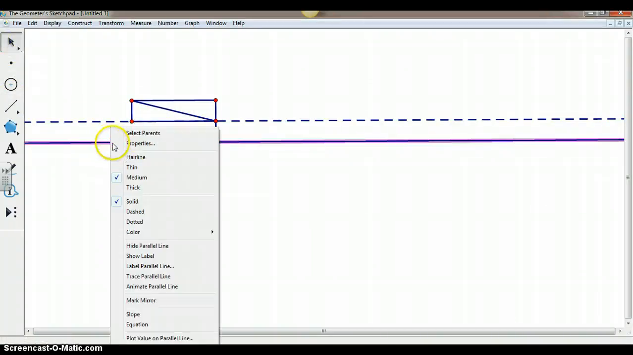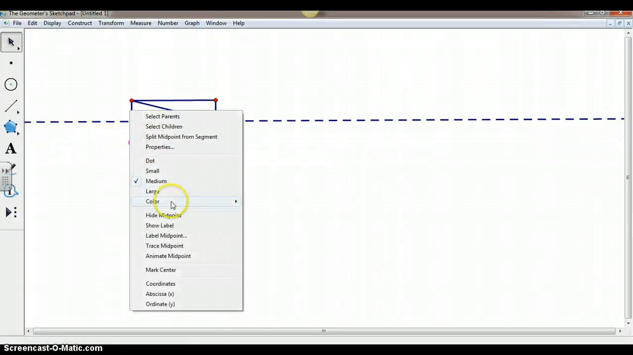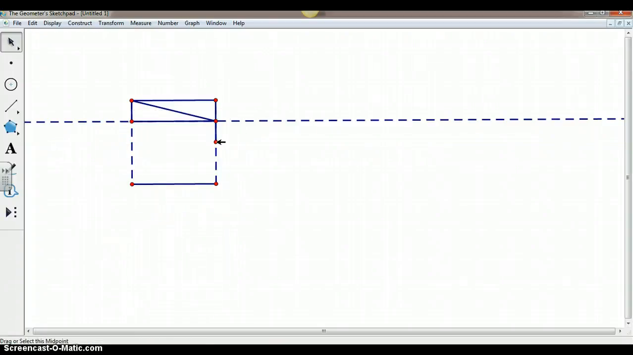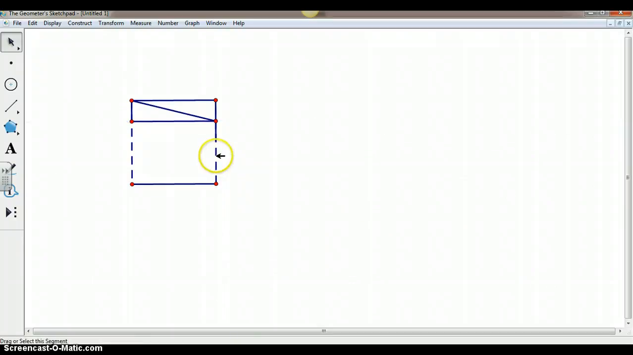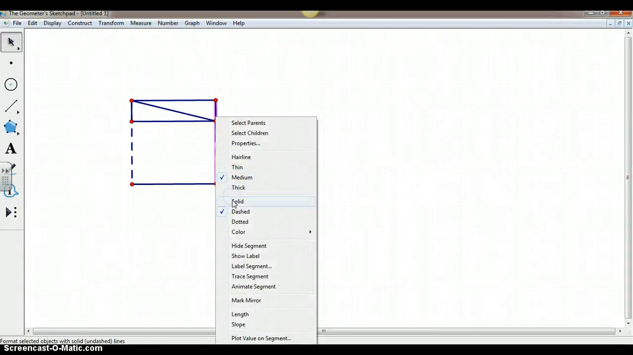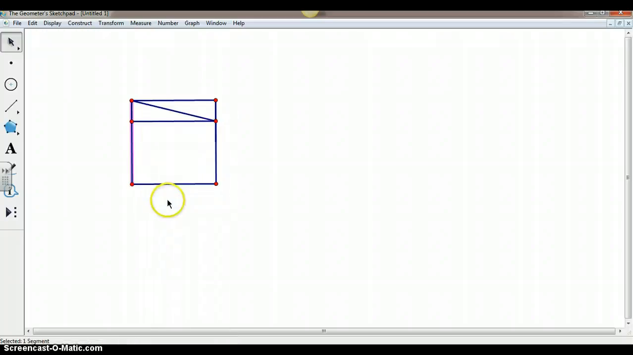So we can hide this line, we can hide this parallel line, we can hide this midpoint because we don't need it anymore, we can hide this midpoint, we can hide this parallel line because we already have it, and we can go ahead and make these dashed lines back into solid lines so that our square still has this look.